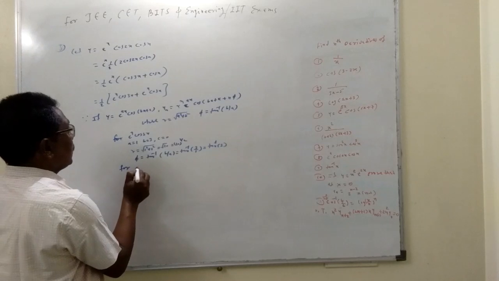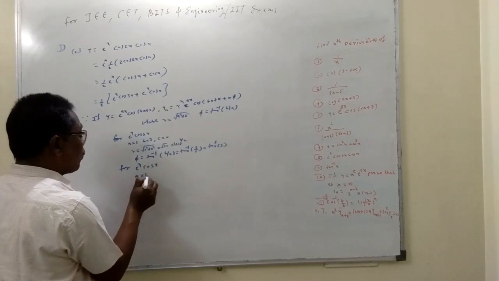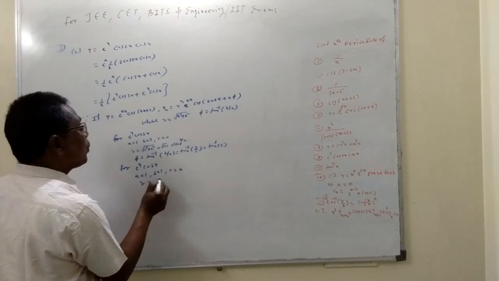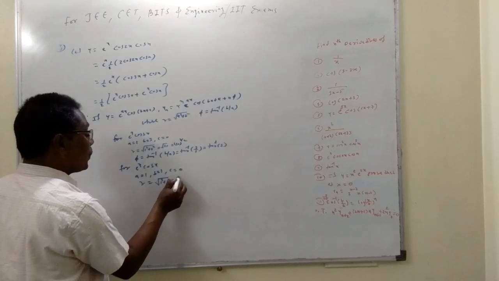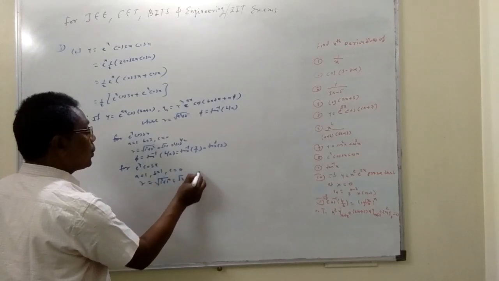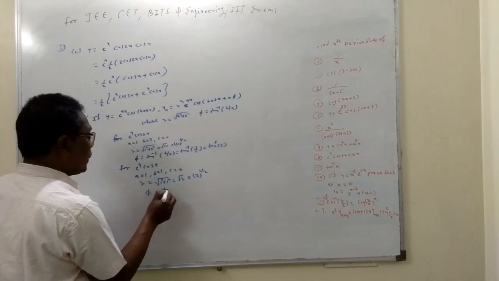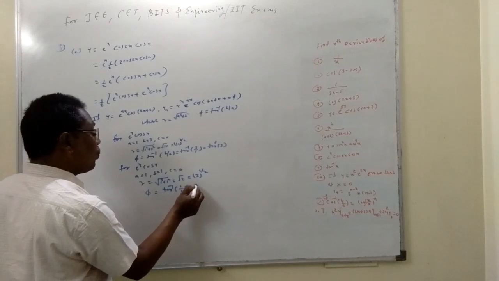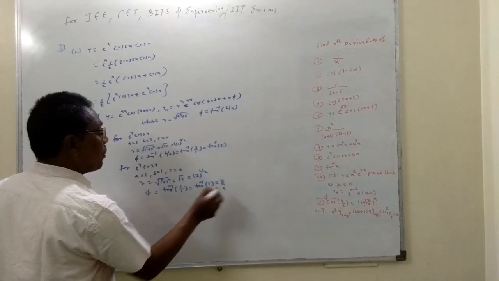For e raised to x cos x, a is equal to 1, b is equal to 1, c is equal to 0. So r is equal to under root 1 square plus 1 square. So root 2 or 2 raised to half. And phi is equal to tan inverse 1 upon 1. So tan inverse 1, and that we get as pi by 4.